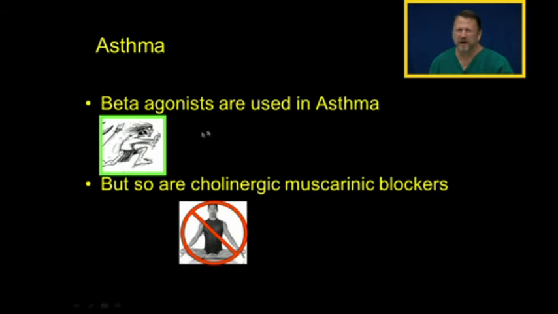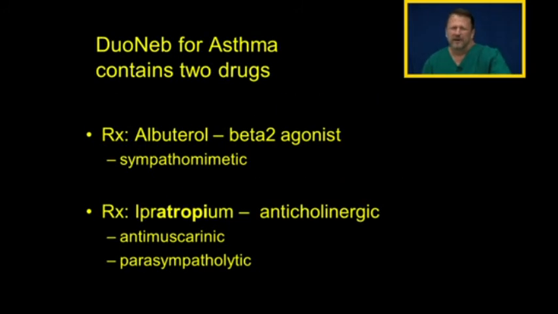So we can use beta agonists in asthma, like albuterol, but we can also use anticholinergic drugs as bronchodilators as well. So sympathomimetics are bronchodilators. Anticholinergic drugs are bronchodilators as well. And in combination, they'll call this DuoNeb. It has two drugs in the combination. One of the drugs in DuoNeb is albuterol.